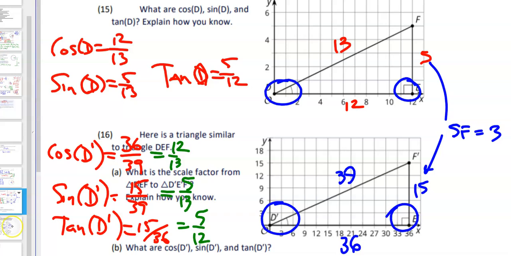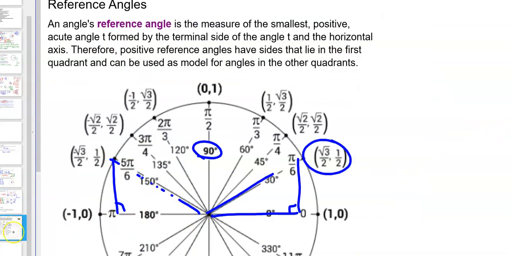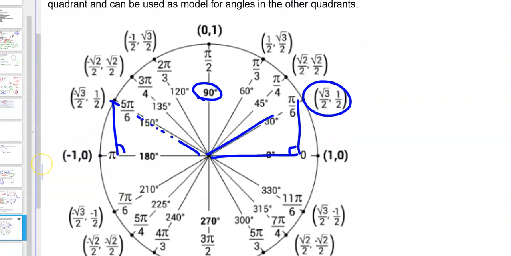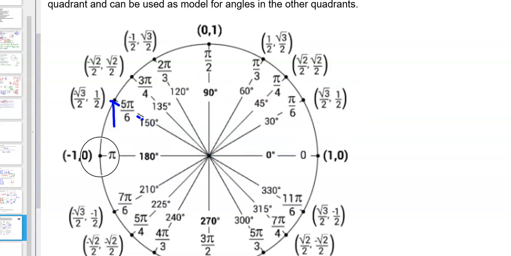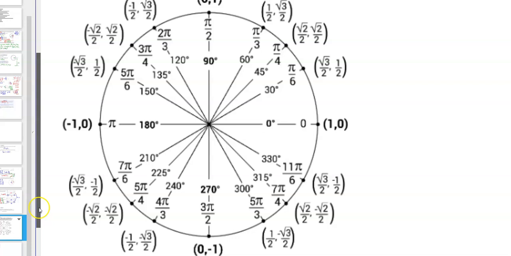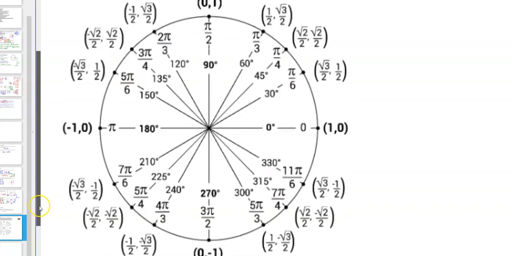I'm going to skip 17 and move on to the unit circle. So if you would take a moment, hopefully the teacher will provide you the unit circle. Take a moment and take a look at the answers. Make sure the answers are correct for your unit circle, both the coordinates, the angles, and both degrees and radians.